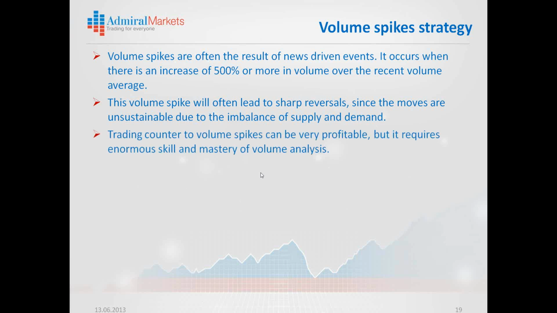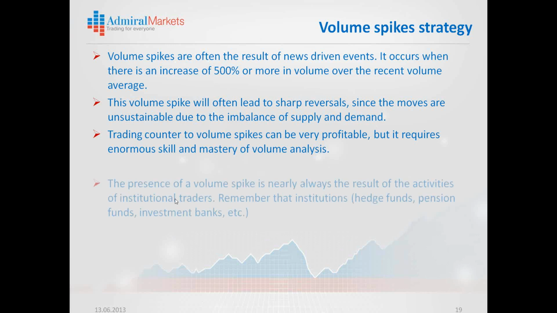That is then when the volume spike strategy kicks in. That is called news momentum. So it can be totally opposite of, or totally following, the trend direction. That doesn't have to do anything with intraday trading. That is purely for news-driven momentum. This volume spike will often lead to sharp reversals, since the moves are unsustainable due to an imbalance of supply and demand. That is disequilibrium, how it is said in English. But the thing is that we need to find the equilibrium again.